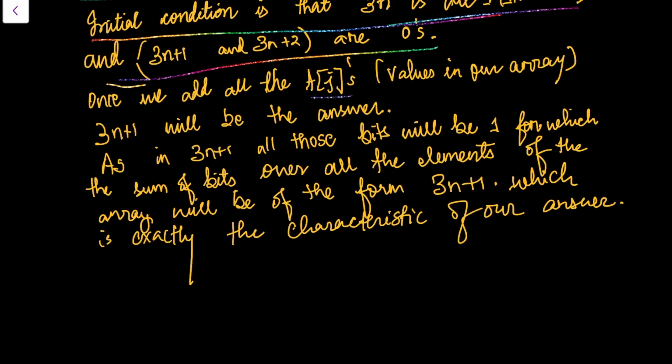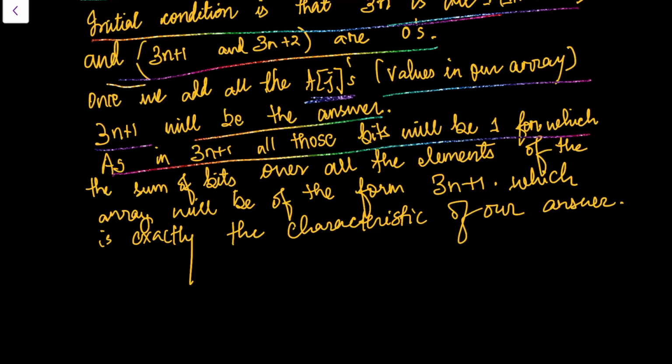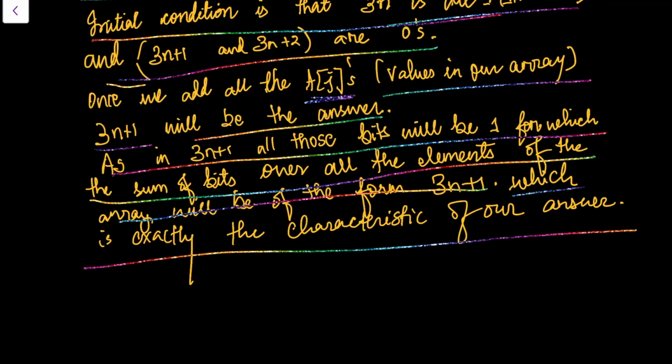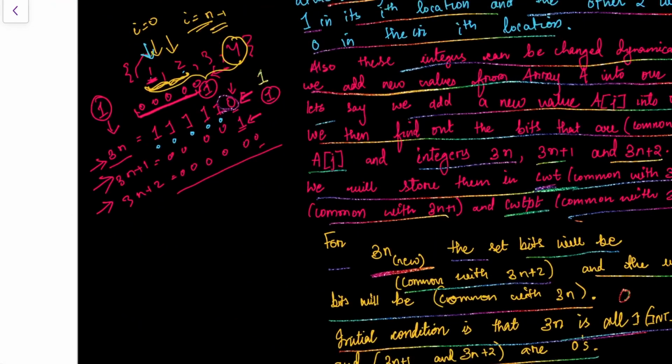Once we add all the aj's, the values in our array, one by one, and complete the entire array, 3n plus 1 will be the answer, because in 3n plus 1 all those bits will be 1 for which the sum of the bits over all the elements of the array will be of the form 3n plus 1. I think you understood, right? That is the definition of 3n plus 1, and which is exactly the characteristic of our answer. The answer should have 1 at those locations wherein, after finding the sum of all the elements in the array, the sum will be of the form 3n plus 1, right? And that is exactly what 3n plus 1 does for us. So that is the solution.